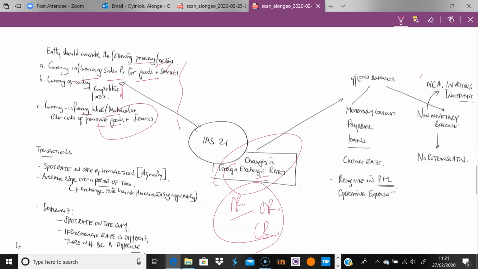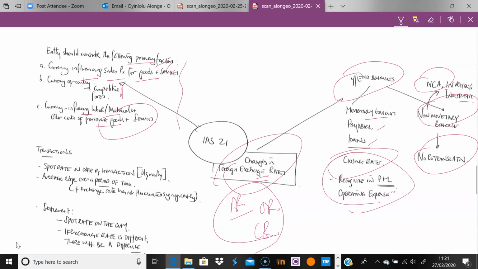Jumping to the key issues, non-current assets. We just don't do any retranslations. We just keep them as they are once we've bought them. These are typically your non-current assets, PPEs, that sort of thing. But your year-end monetary balances, payables, loans, trade receivables, at the closing rate, we adjust every single time and straight away recognize everything to the P&L, operating expenses.